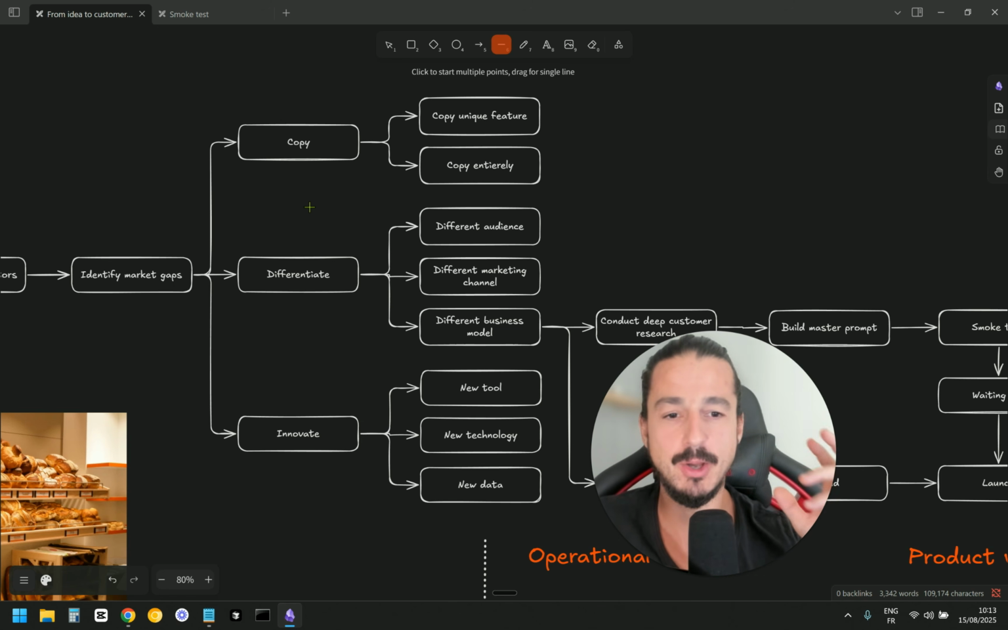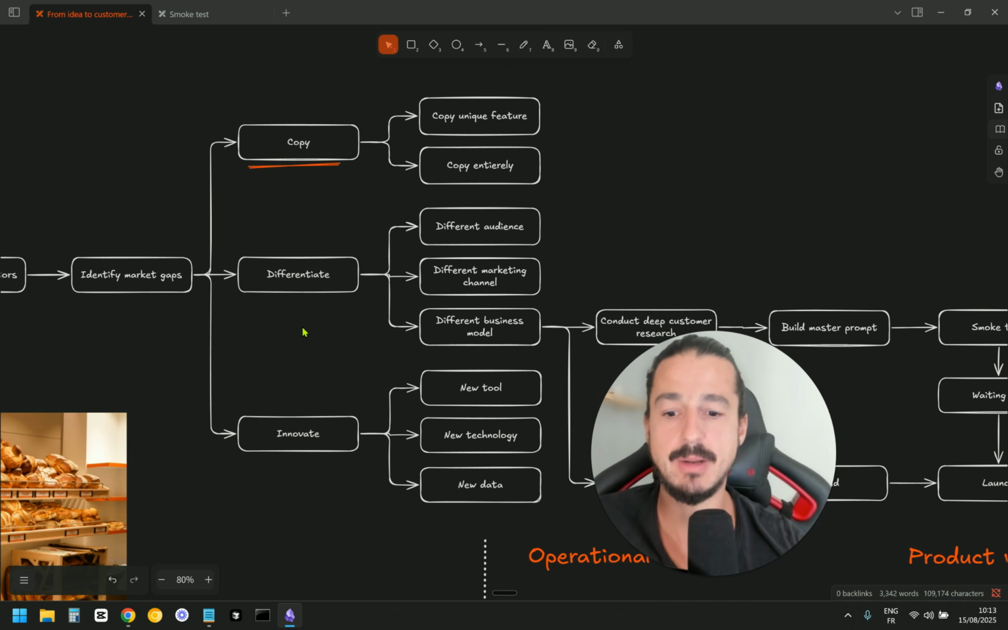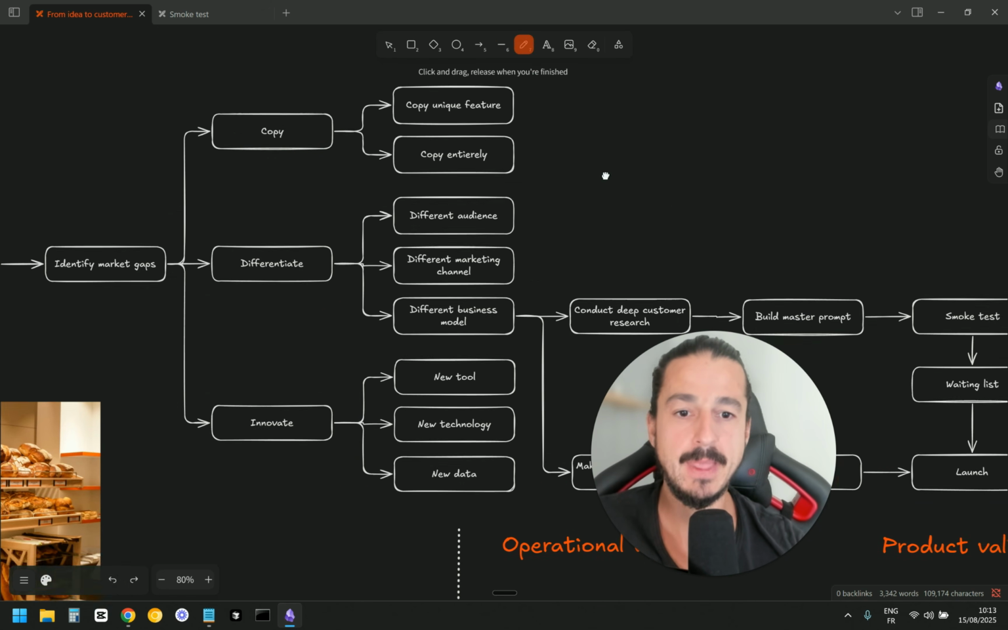or market in demand. Because most markets are saturated. It doesn't mean that there aren't any opportunities anymore. And that's what we are going to see with the different approaches that we can see here.